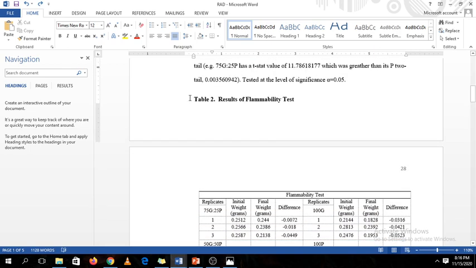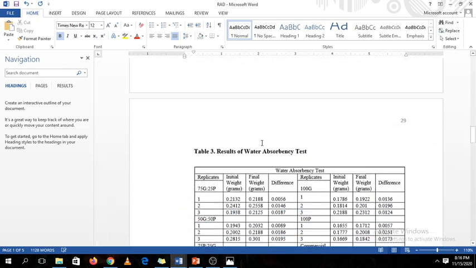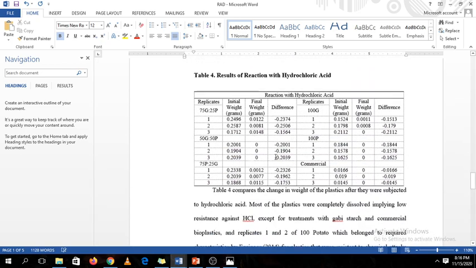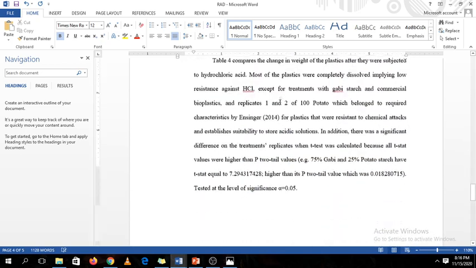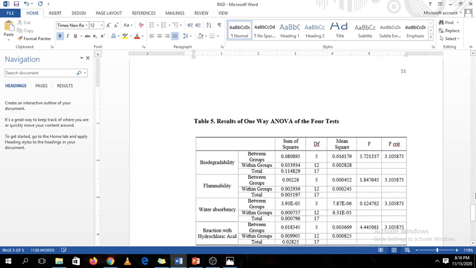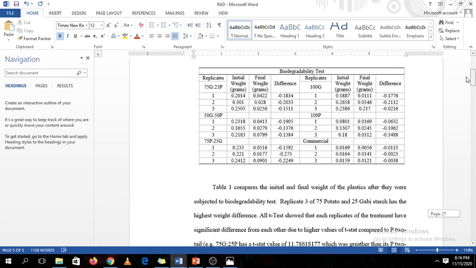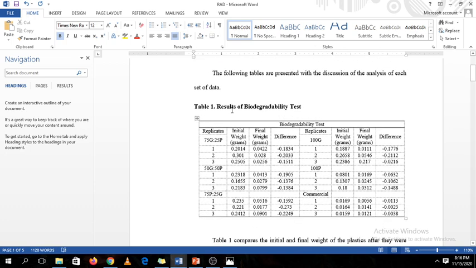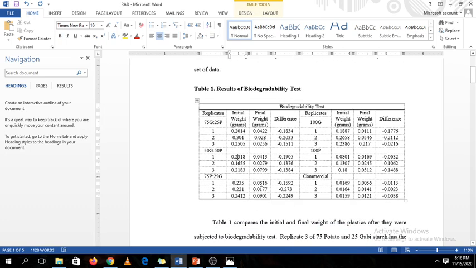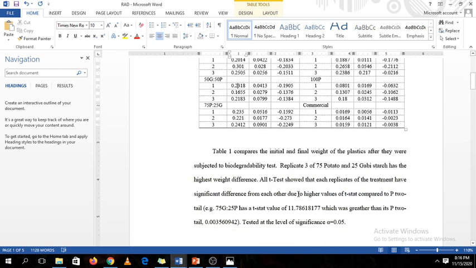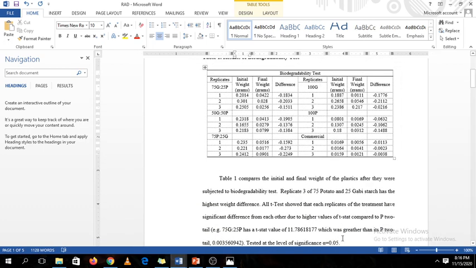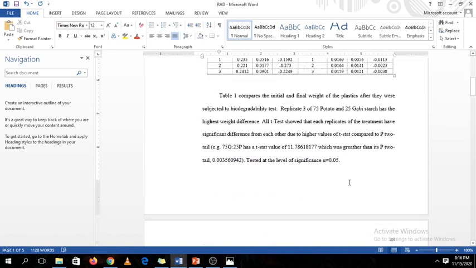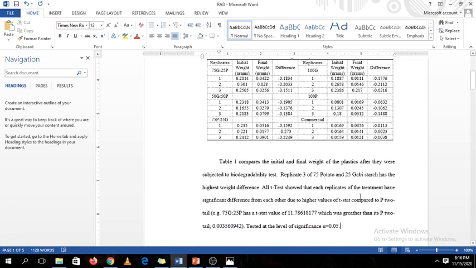Then make a table for flammability test, your absorbency, and of course your reaction with the hydrochloric acid. Then ang pinaka-last, ang imong statistical tool, ang imong statistical results. So just follow the format of number 1, you write the table title above the table. Okay? Then, pag above sa explanation, by the way, make sure that the explanation and the table go together in the same page as much as possible.